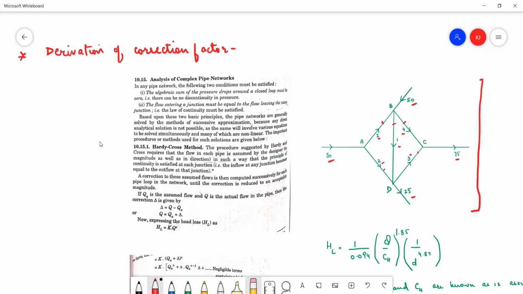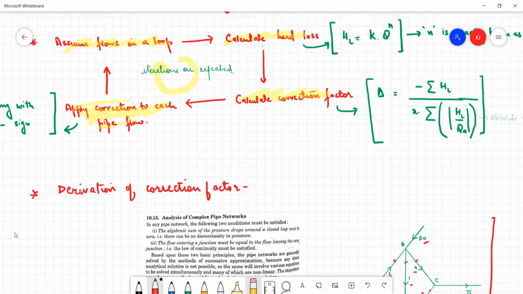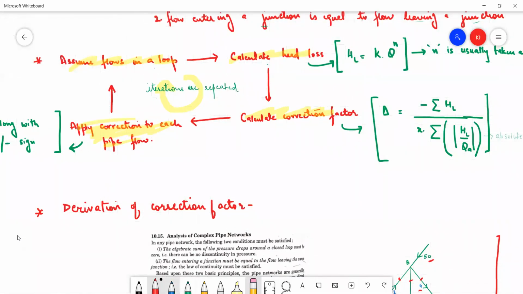In order to determine the flow through them, the chain of events goes like this. Initially you have to select a loop and assume the flows for each pipe in that loop. You need to calculate the head loss for each pipe, then calculate the correction factor. Each loop has a correction factor which is applied to the assumed flow, and by applying that correction factor to all the pipes in that particular loop, we get the corrected flows.